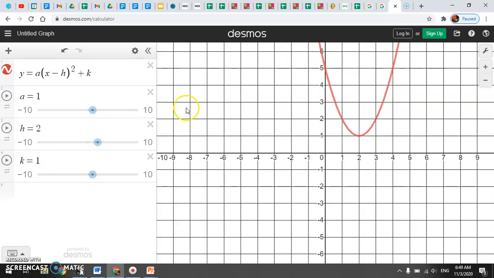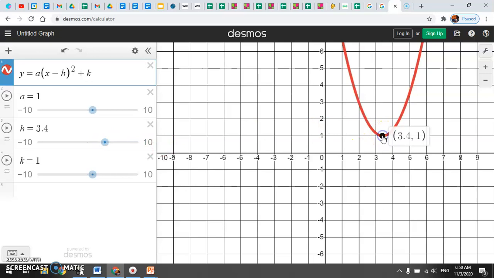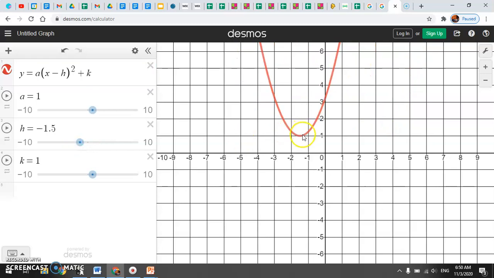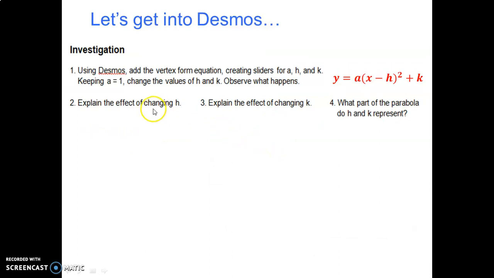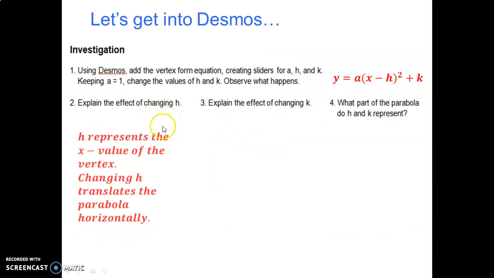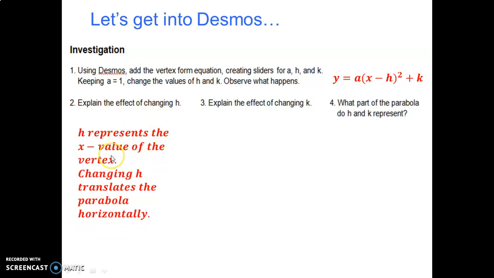More specifically, there's a key point that's shifting. What point is that? Well, that point is the vertex. We can mark the vertex here. Notice the vertex is at 3.41, and notice the h value is 3.4 right now. Okay, now I'm going to go here. Notice the vertex here is at negative 1.51, and the h value is negative 1.5. So h clearly has some kind of effect like that. Let's go back here. So explain the effect of changing h. It can be said like this. h represents the x value of the vertex. Changing the h translates the parabola horizontally.